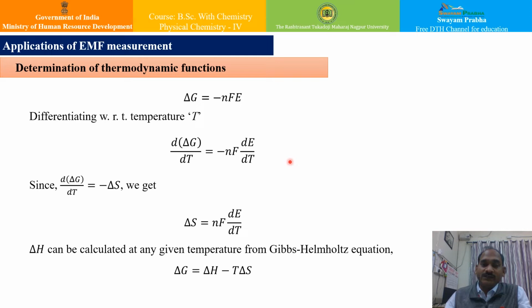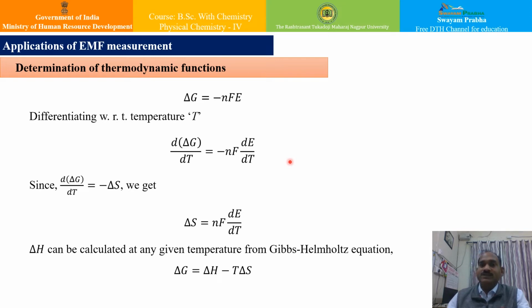Basically, in terms of thermodynamic functions, the change in free energy and change in entropy can be determined from the measurements. From the measurement of delta G and delta S, I can find out the change in enthalpy as well. Now, we know the very famous Gibbs-Helmholtz relation: delta G is equal to delta H minus T delta S. So if I know delta G and delta S, I can find out delta H.